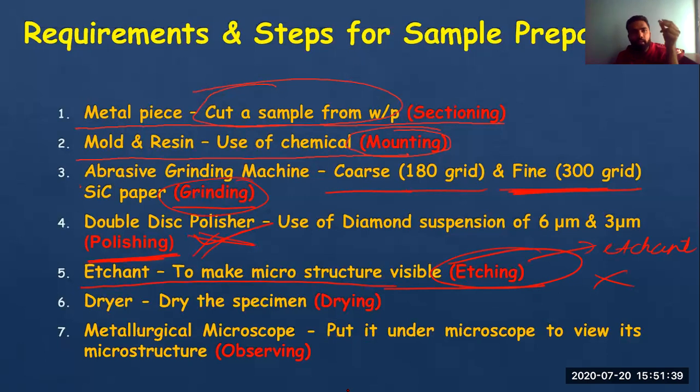Next, after pouring the etchant, what do you do? You dry it with the help of a dryer. You can even use a hair dryer. Then you put it under the microscope to view its microstructure. This step is called observing. So I can just inform you what the steps are.